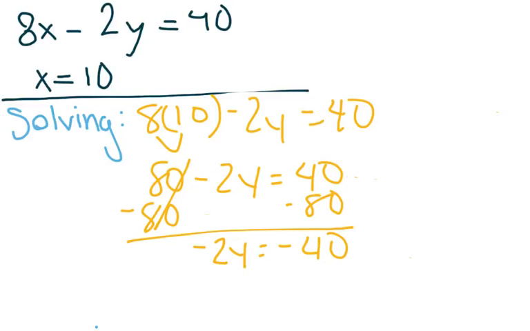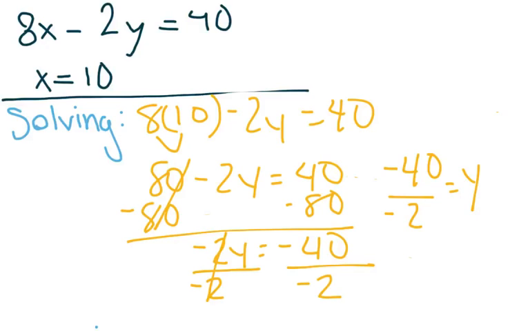So now what you have to do is you have to get the y by itself. So it's going to be negative 2y and negative 2, right? So you cross this one out too. So you have negative 40 over negative 2 equals y, equals 20. And that's your final answer.